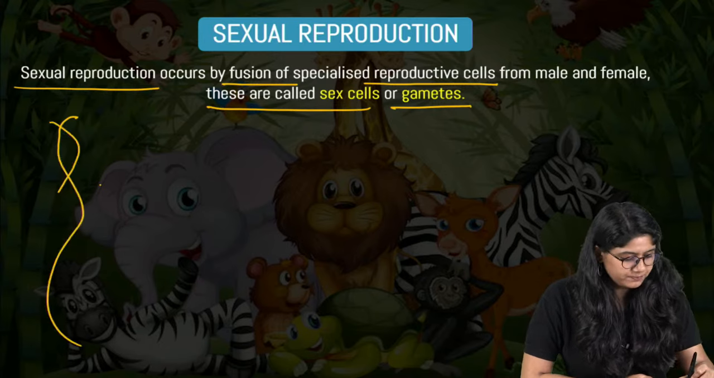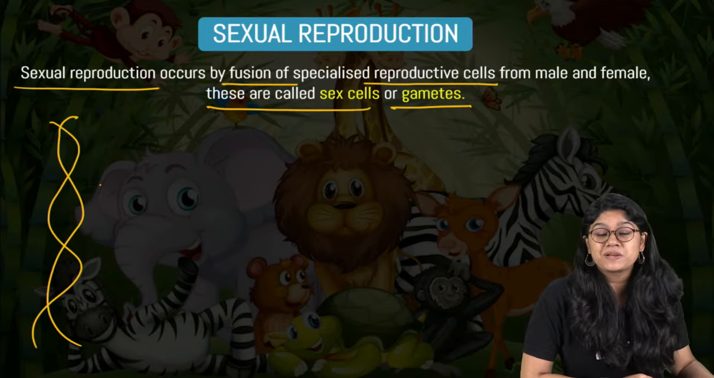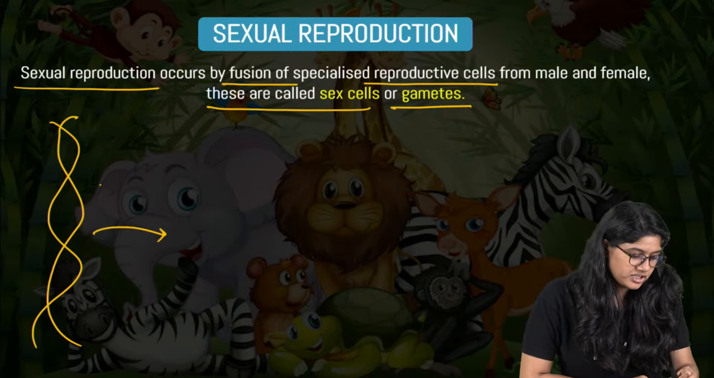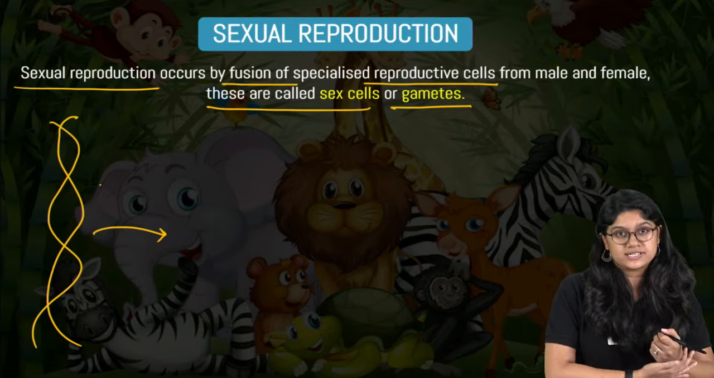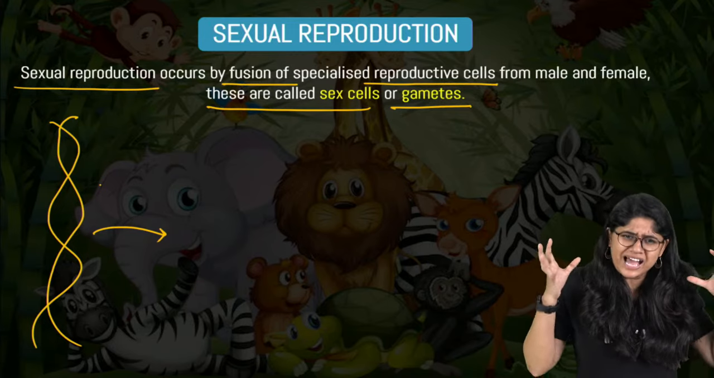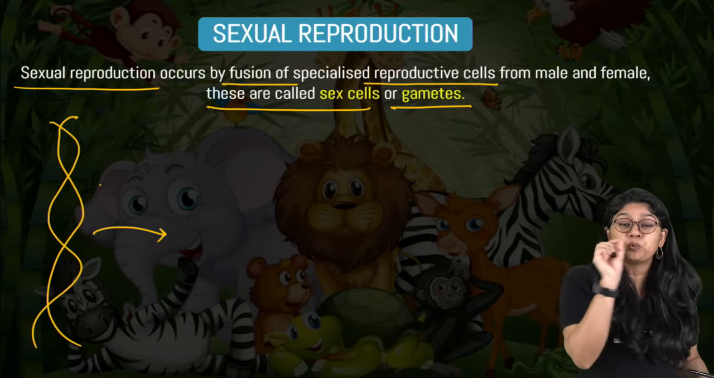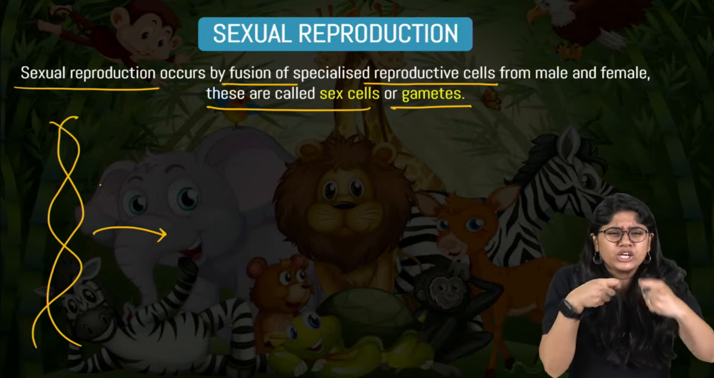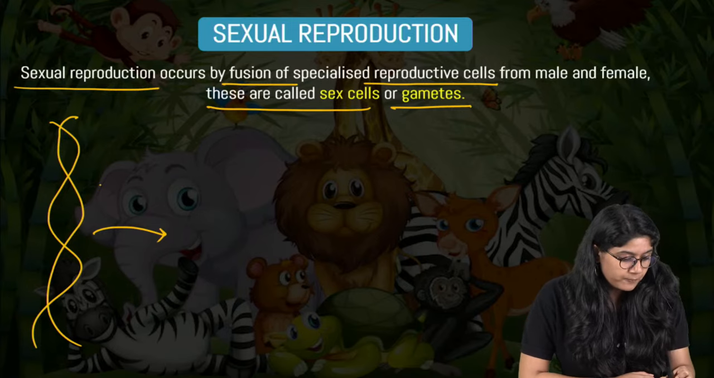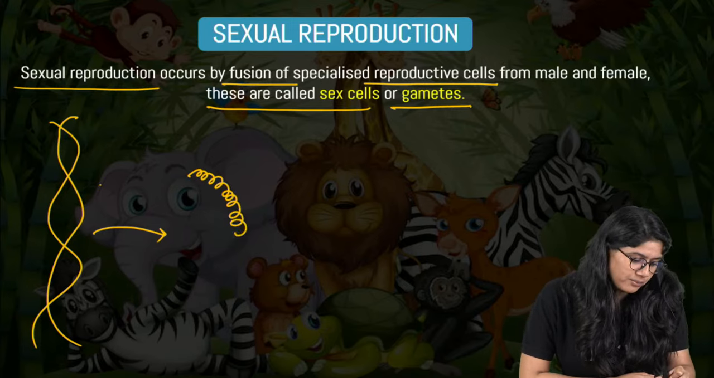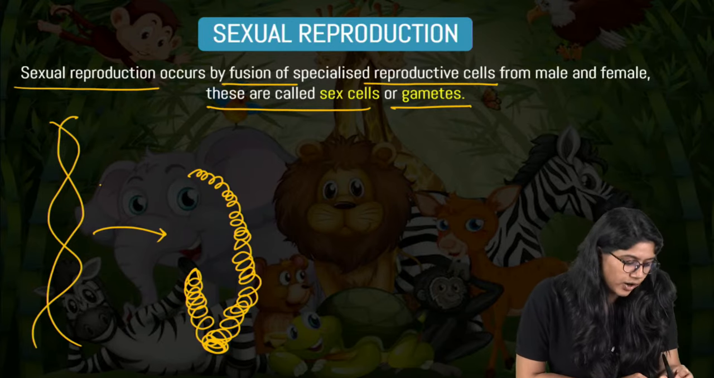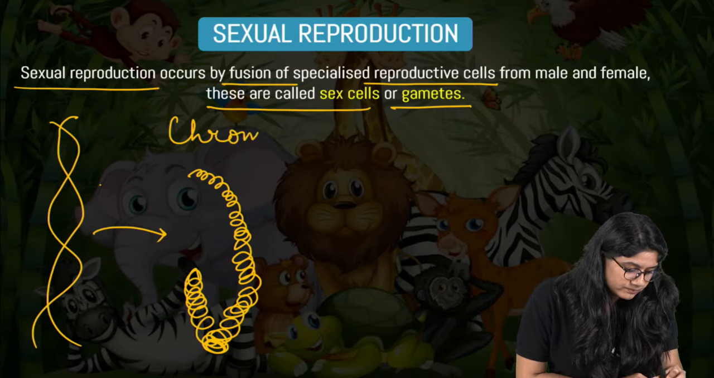We have DNA. DNA is present in the nucleus. It's very long, so it has to pack properly. To pack it properly, the DNA has to condense. It is in a very coiled form. When the DNA is in a coiled form like this, we call it chromatin.